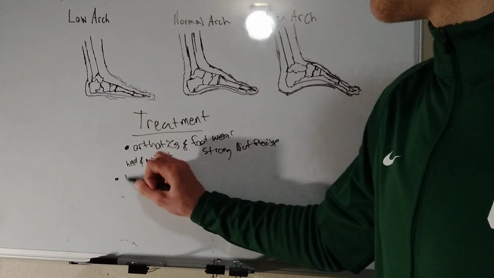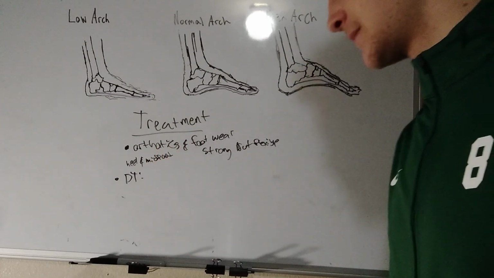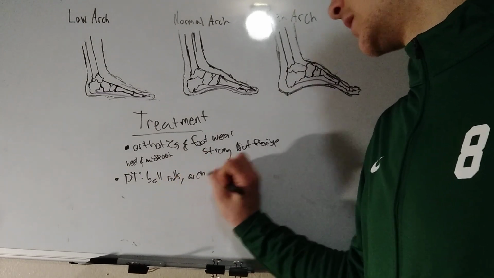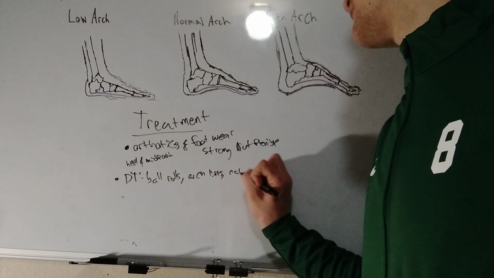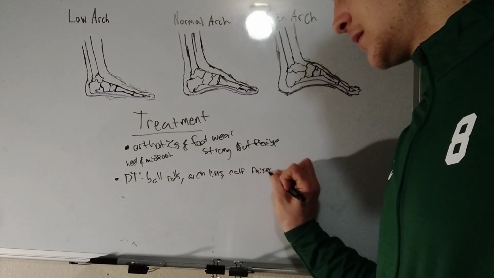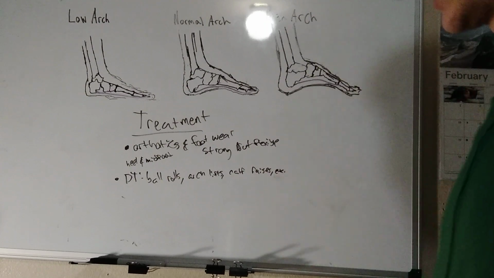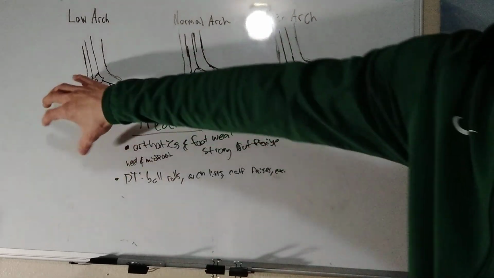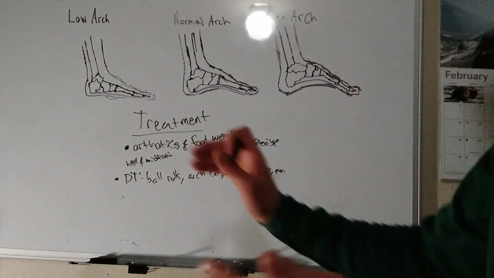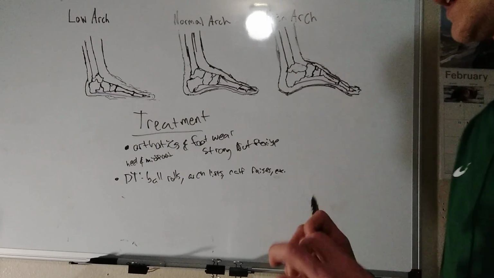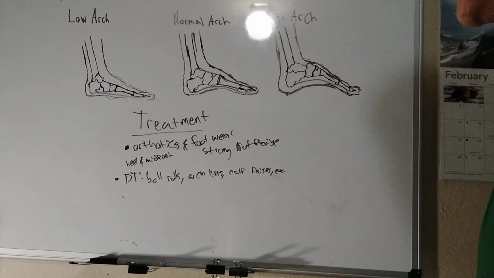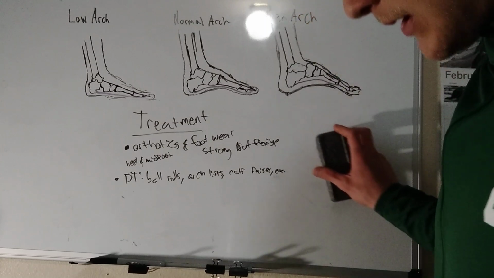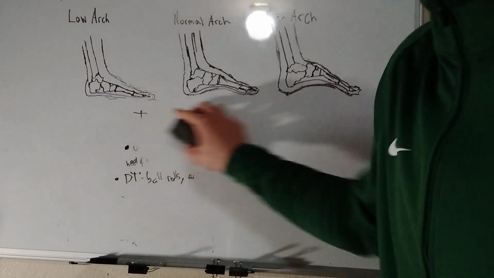And PT, which involves ball rolls, arch lifts, calf raises, etc. Just stretching out and building up strength in these ligaments and muscles, in the supporting bigger muscles like the gastrocnemius, to bring some of that pressure off of that ligament so that it can return to a normal state. So that is pretty much all I have for low arches.